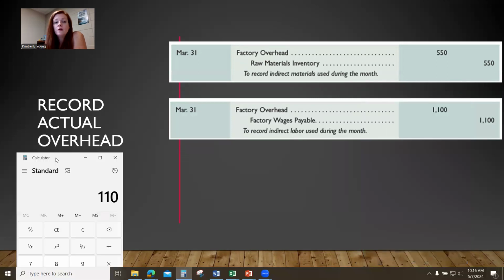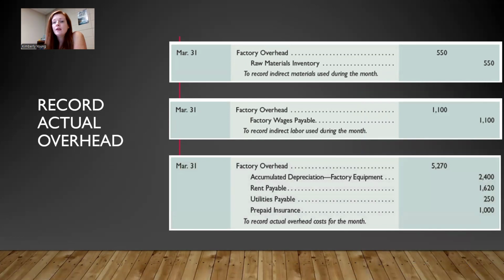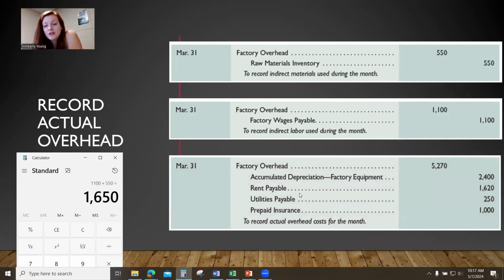debited also to factory overhead, and we credit factory wages payable. And then it will later move to work in process inventory. Then we have all the other things: depreciation, rent payable, utilities payable, prepaid insurance. Those all stop in factory overhead before they go to work in process, and that was $5,270. Do you remember how much our estimated overhead was?